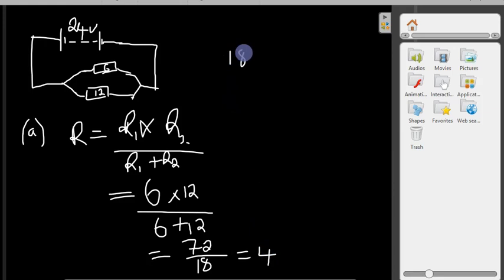So 18 multiplied by 4: 8 by 4 is 32, so 2, we carry 3. Then 4 by 1 is 4, plus 3 gives 7. So it's 72, which confirms the answer is actually 4 ohms.